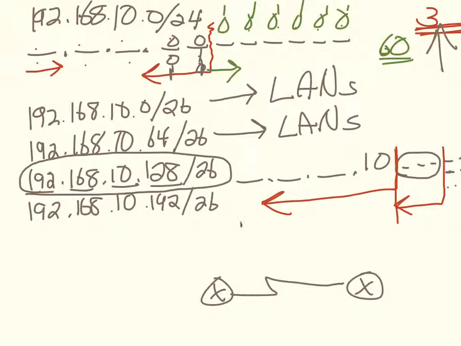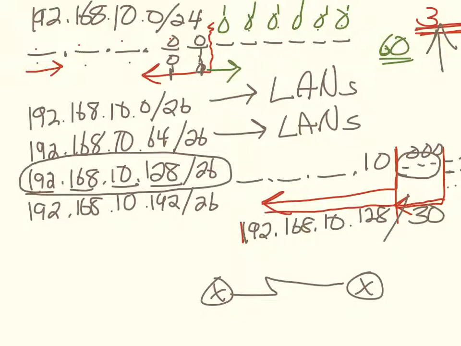Let me write it in brown here. So I got 192.168.10. And then if this is 0, 0, 0, then it's 128. That's the first one, /30. How'd I get 30? This is the network now, right? All the way to the end, which is 30 bits, because there's only 2 left for the 32.